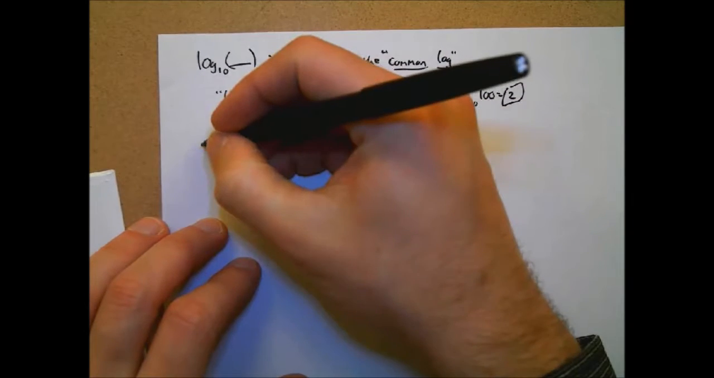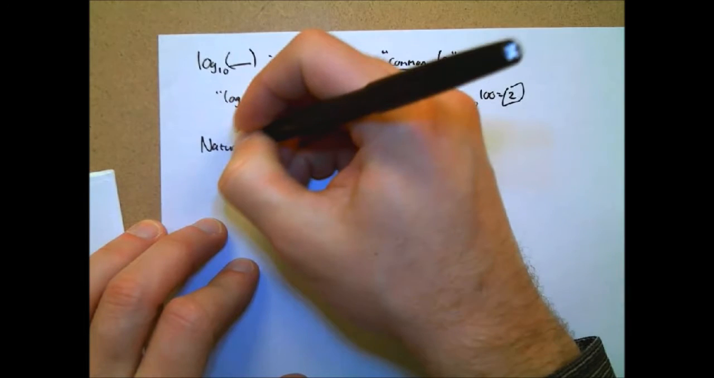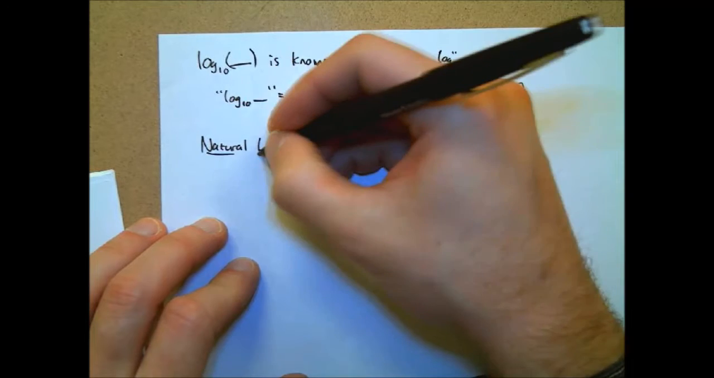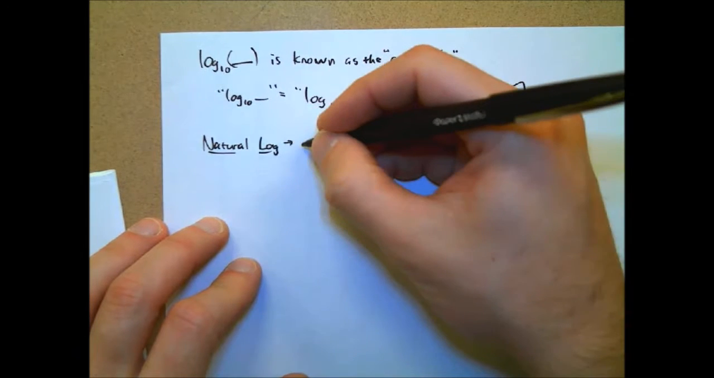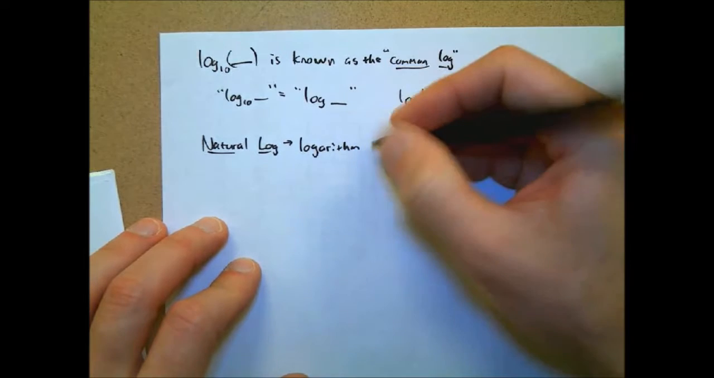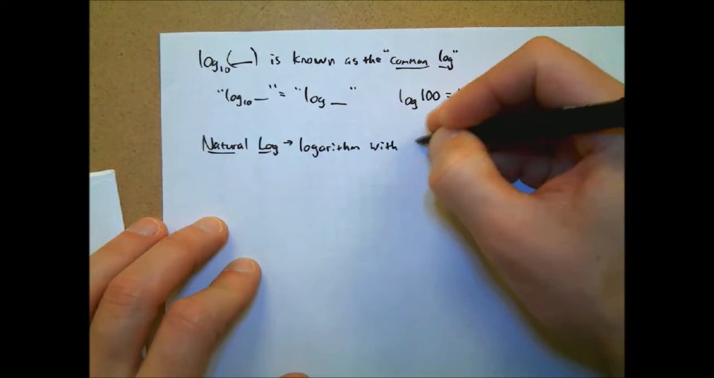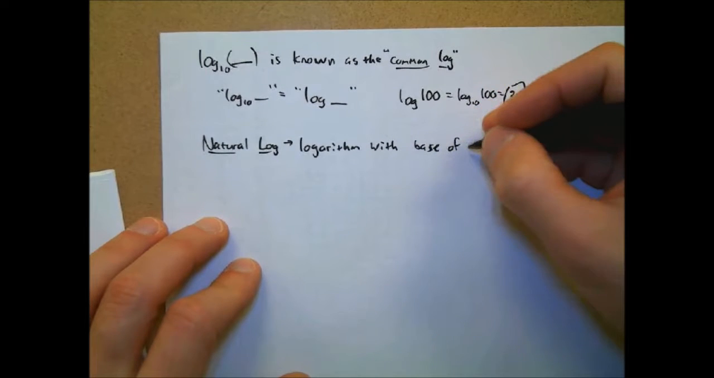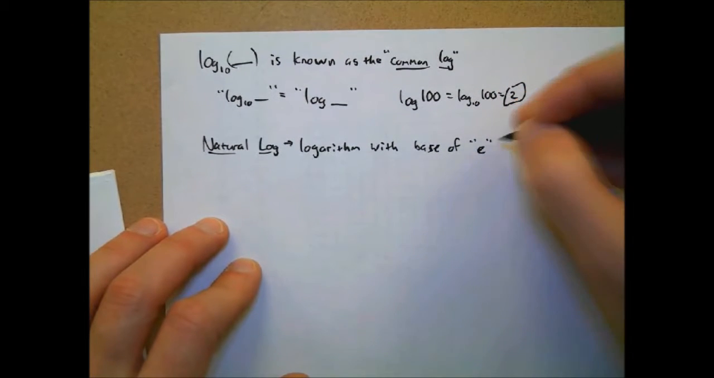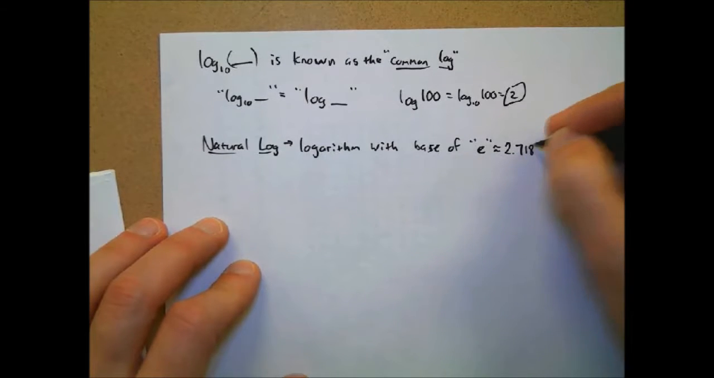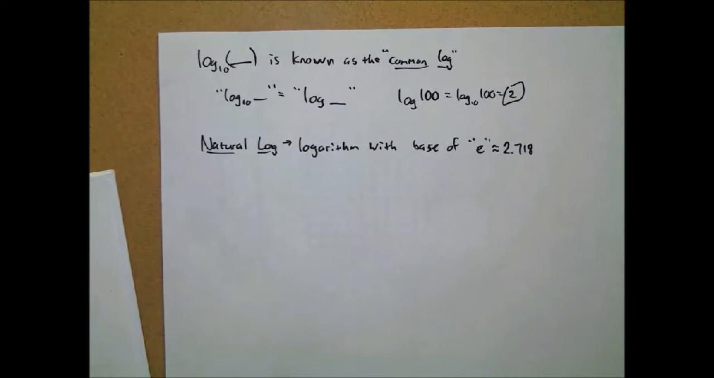Another named logarithm is the natural logarithm, or natural log, I'll say, okay? And it is a logarithm with base of the number e. The number e, just like the number pi. We use e to represent the number, and it's approximately that.